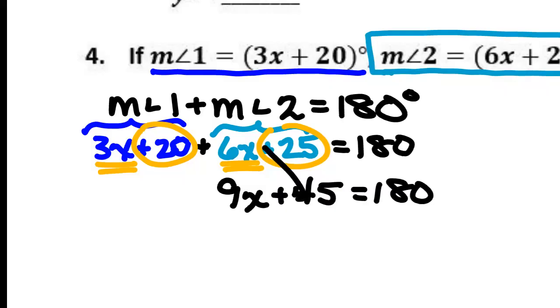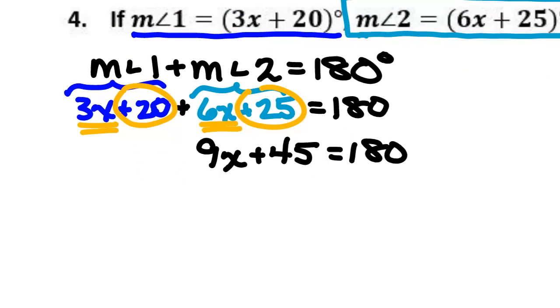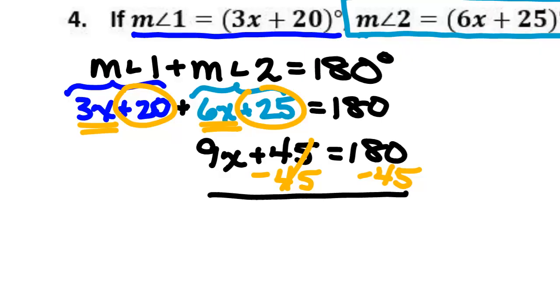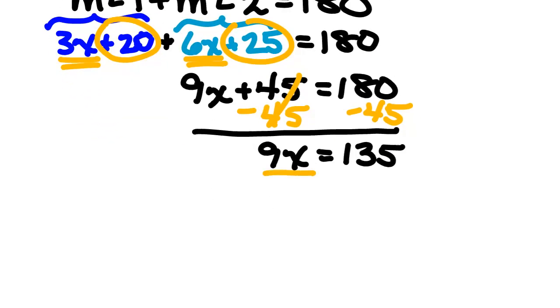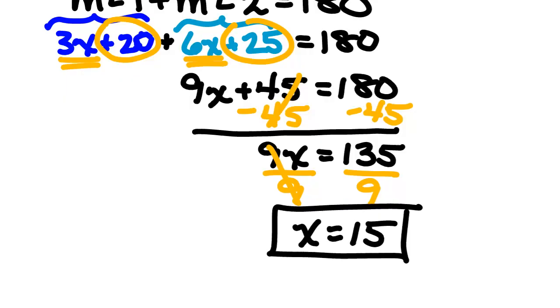Then I subtract 45 from both sides. And I get 9x equals what? 135. 9x equals 135. And then I divide both sides and we get that x is 15. All right, so there's solving for x.